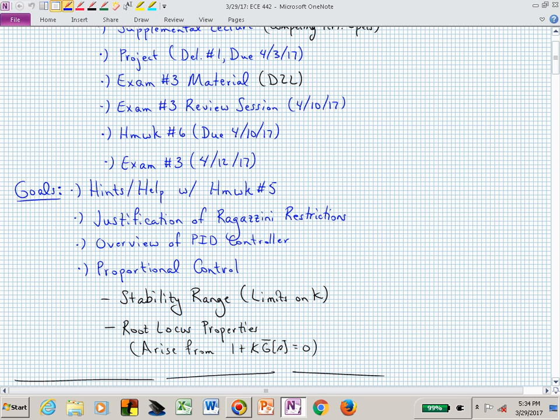So we'll try to get through the justification of why we have the Ragazzini restrictions. We'll do an overview of PID, proportional integral derivative control, and then we'll start getting into proportional control, which I hope naturally leads us into limits on the gain K for stability. And that will naturally lead us into root loci and the properties for sketching a root locus associated with our poles and zeros in the Z-plane. That's where we are headed.